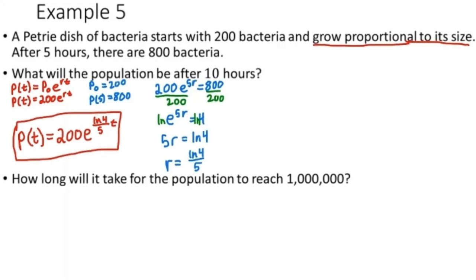What will be our population after 10 hours? In other words, what is P of 10? So plug 10 into our model, and if we throw that into a calculator, we get that P of 10 equals 3,200. So after 10 hours, we'll have 3,200 bacteria in the petri dish.